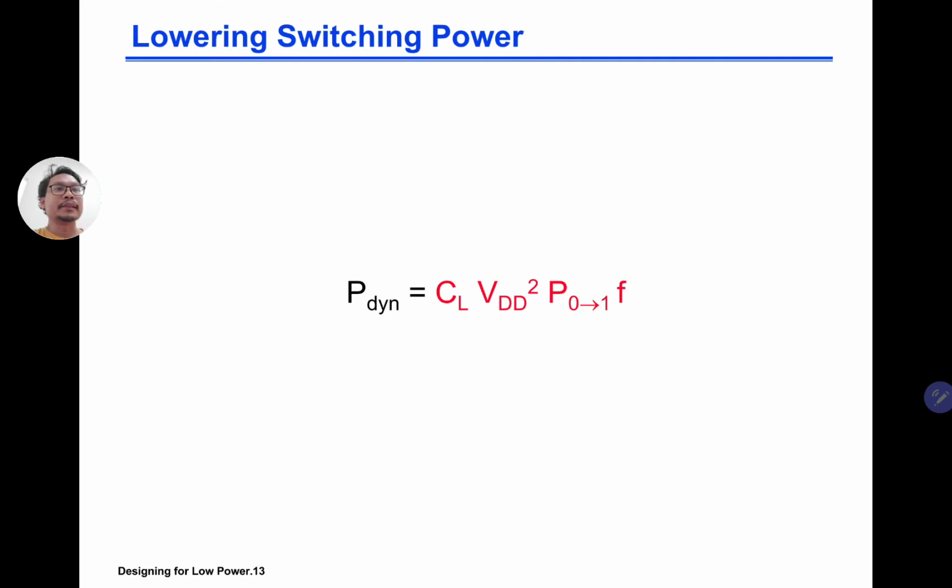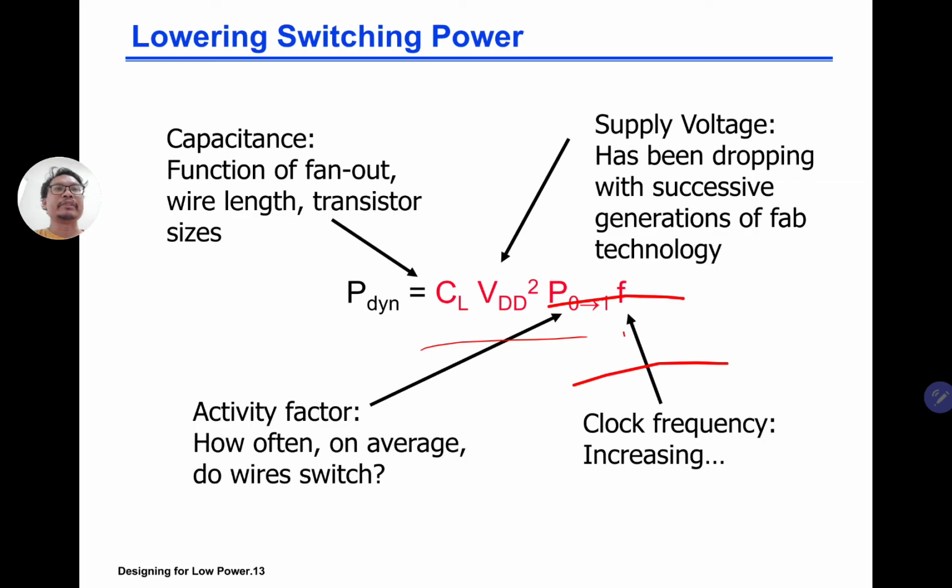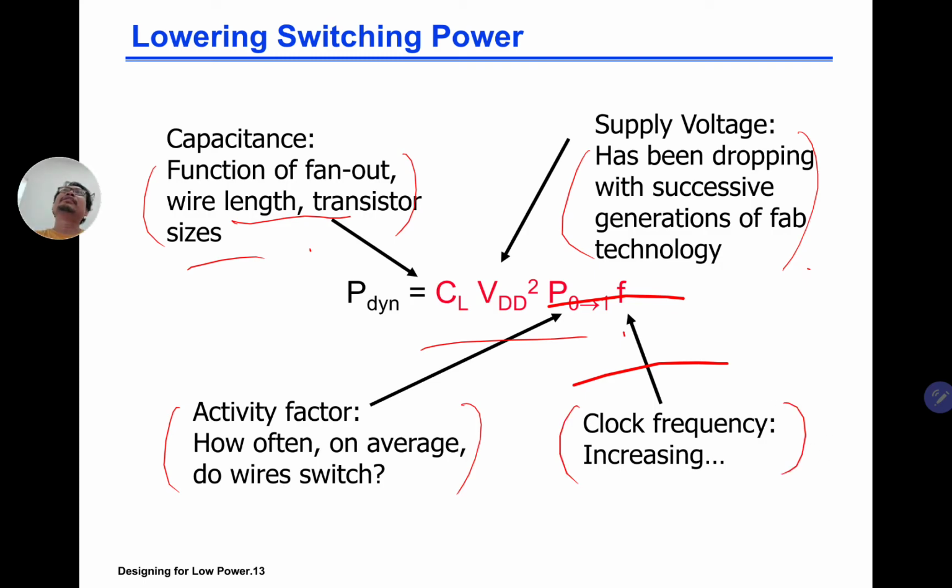So lowering the switching power, P dynamic is CL V squared P01F. So go back here. The capacitance is a function of fan out, wire length, transistor size. So if you can reduce any of these, you can reduce the dynamic power. Supply voltage has been dropping with successive generations of fab technology. Activity factor, how often on average do your wires switch? Clock frequency, is it increasing or decreasing? As I mentioned, the clock frequency is quite stable now, saturated to around maximum 3 gigahertz, 2.8. Not getting any higher, so that we can control the dynamic. VDD is still dropping, but not so much. We cannot go too low on the VDD. CL is quite constant, cannot change that, and the switching frequency also depends on F.